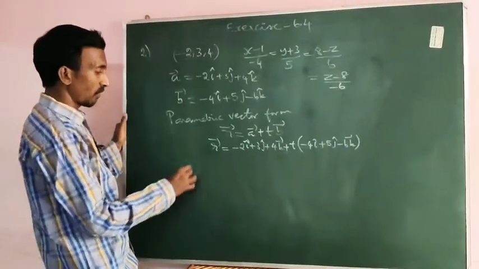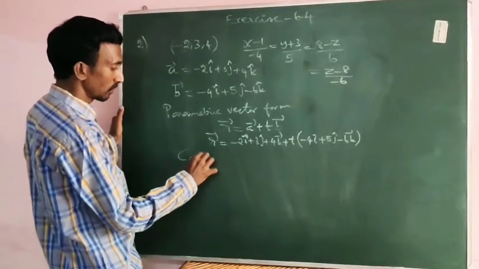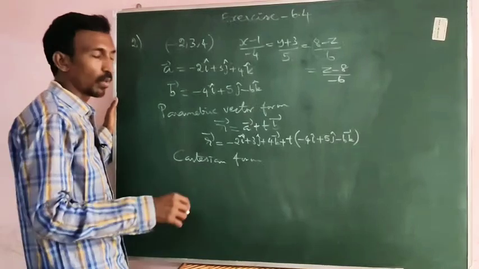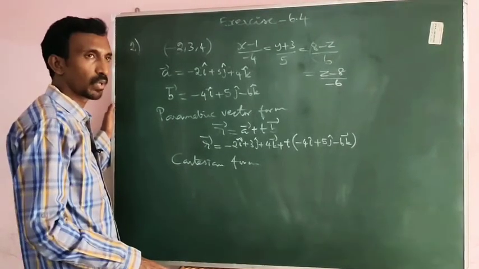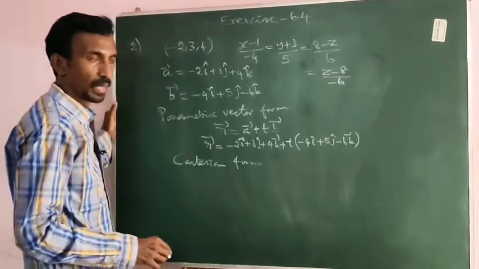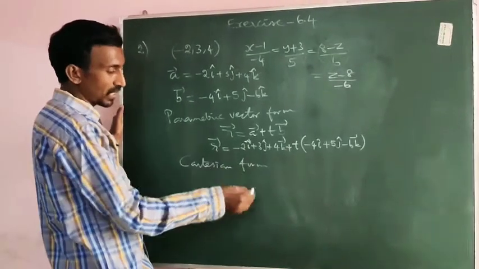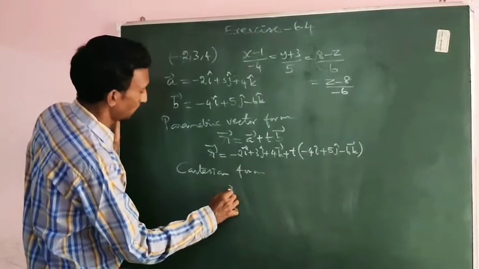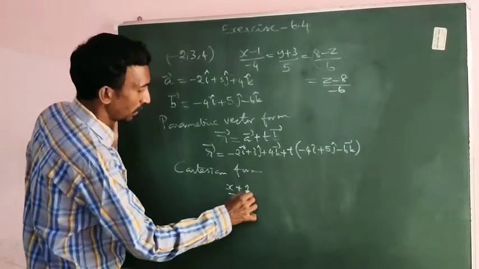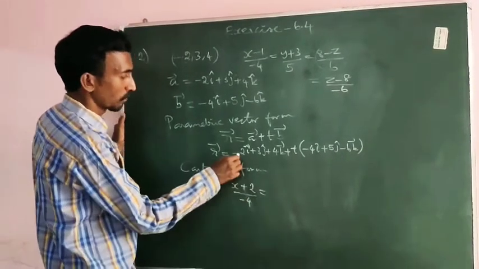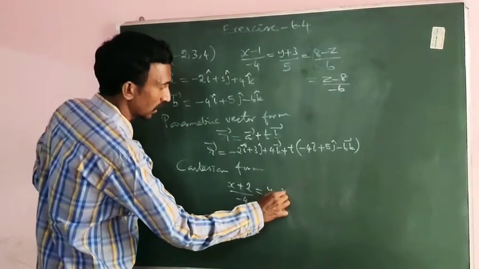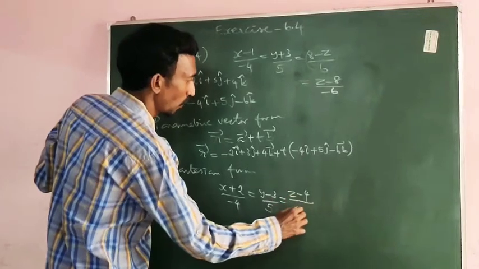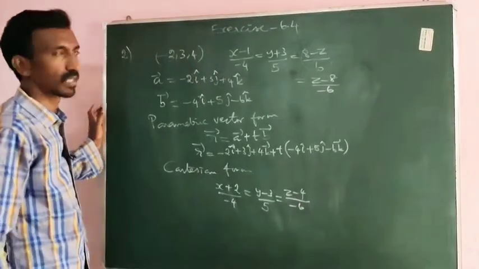Second one, Cartesian form. Already we know the formula: (x minus x1) by b1 equal to (y minus y1) by b2 equal to (z minus z1) by b3. You can write the formula and substitute. I am writing the answer directly here. So (x plus 2) by minus 4 equal to (y minus 3) by 5 equal to (z minus 4) by minus 6. It is the Cartesian form.